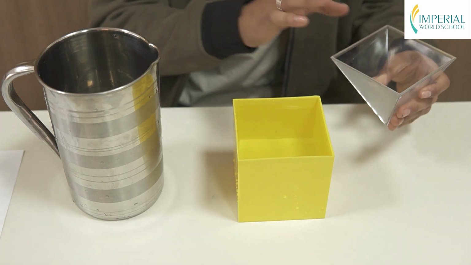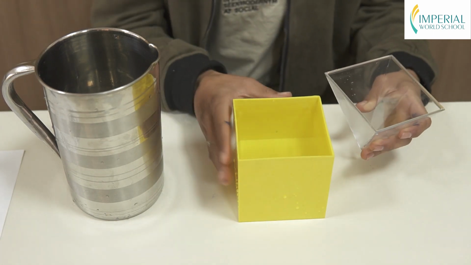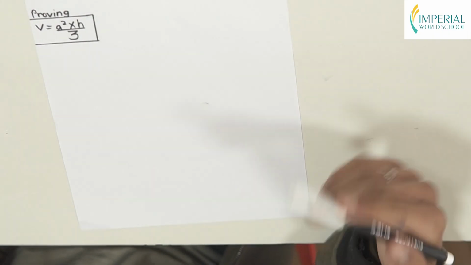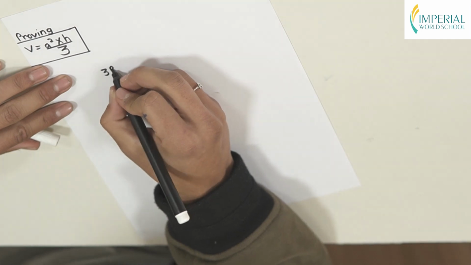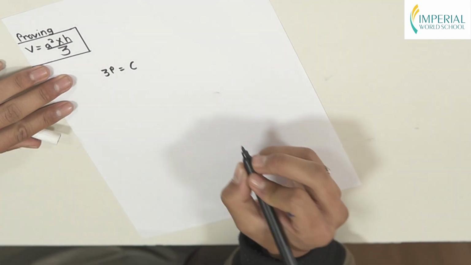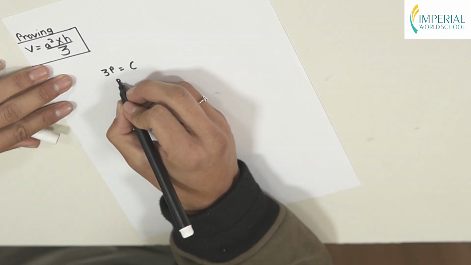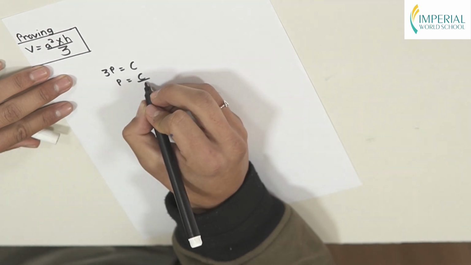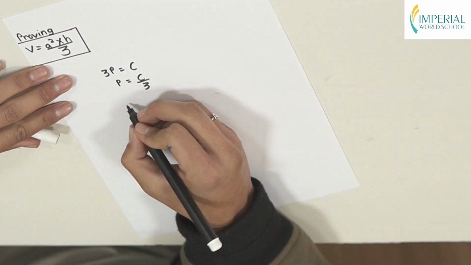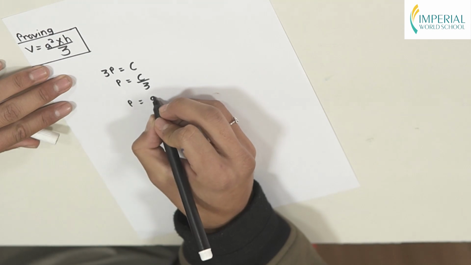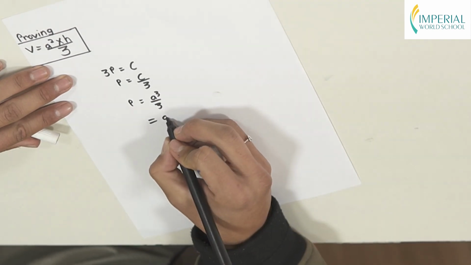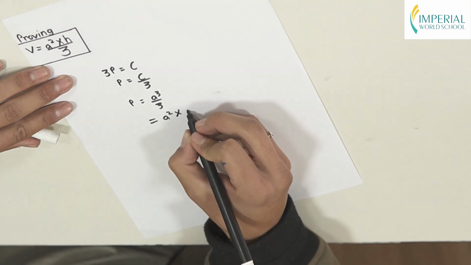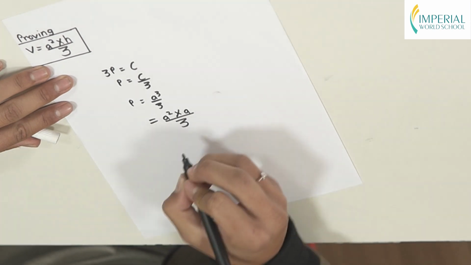Three times the water filled with this pyramid is equal to 1 cube. From the experiment, we have concluded that 3 times the volume of the pyramid is equal to the volume of the cube. We can also write this as P is equal to cube by 3. We also know the cube volume is equal to a cube. So we can write a square into a by 3.